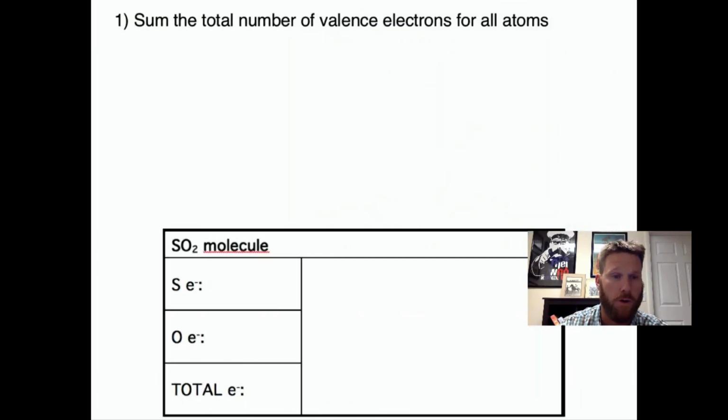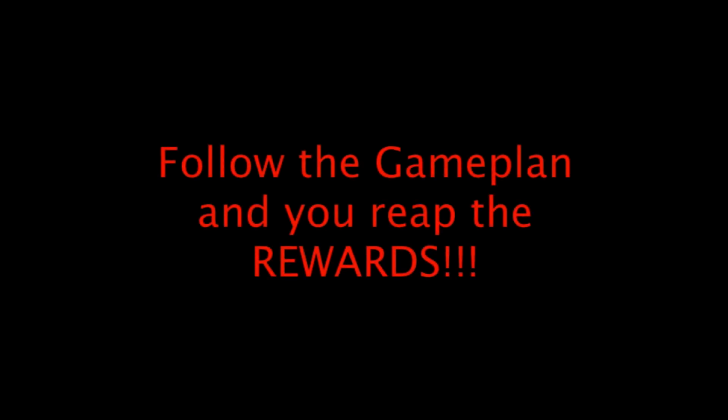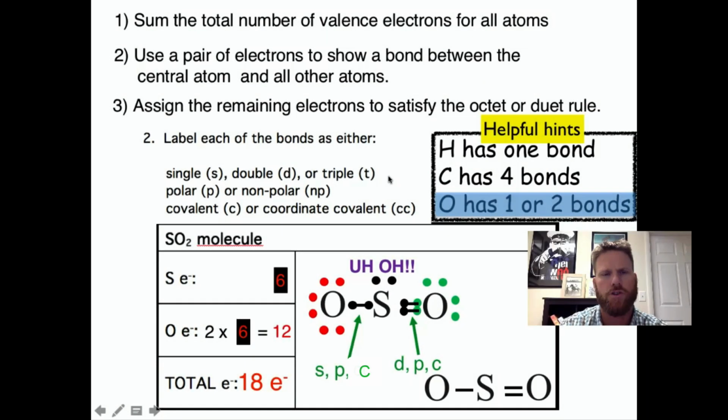Time for you to try another one. Take a stab at SO2. When you think you've got it, press play to see how you did. This is the structure you should have come up with, 18 electrons to assign. You got to make one double bond.